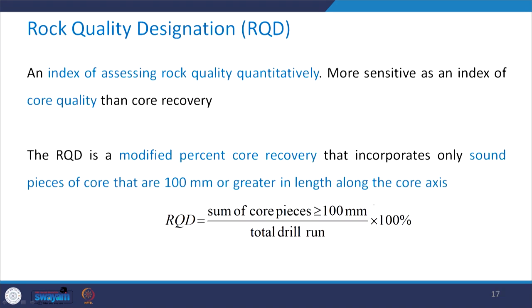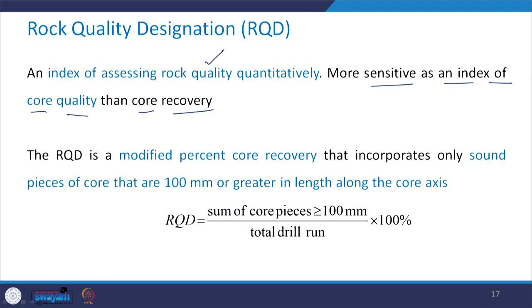In this context, before we go ahead with the classification system of the rock mass, let us first understand this particular term, which is rock quality designation. In short, we call it RQD, which is extremely important with reference to the rock mass. It is an index for assessing rock quality in a quantitative manner. It is more sensitive as an index of core quality rather than core recovery. Now, what do we mean by core quality and core recovery? You will learn in a while, but first let me tell you how RQD is defined.